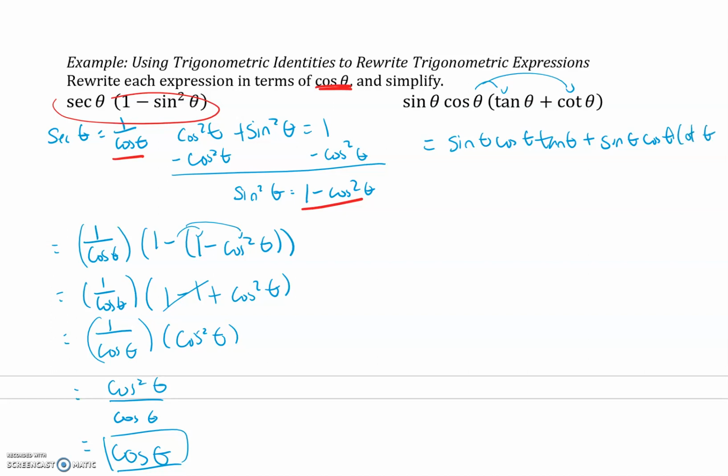Let me rewrite that a little bit neater. Sorry about that. All right, so again, sine theta, cosine theta, tangent theta plus sine theta, cosine theta, cotangent theta. And then we can remember, hey, don't forget, tangent is sine over cosine. Cotangent is cosine over sine. So let's simplify some more. So I can simplify by first substituting in sine theta over cosine theta for tangent.